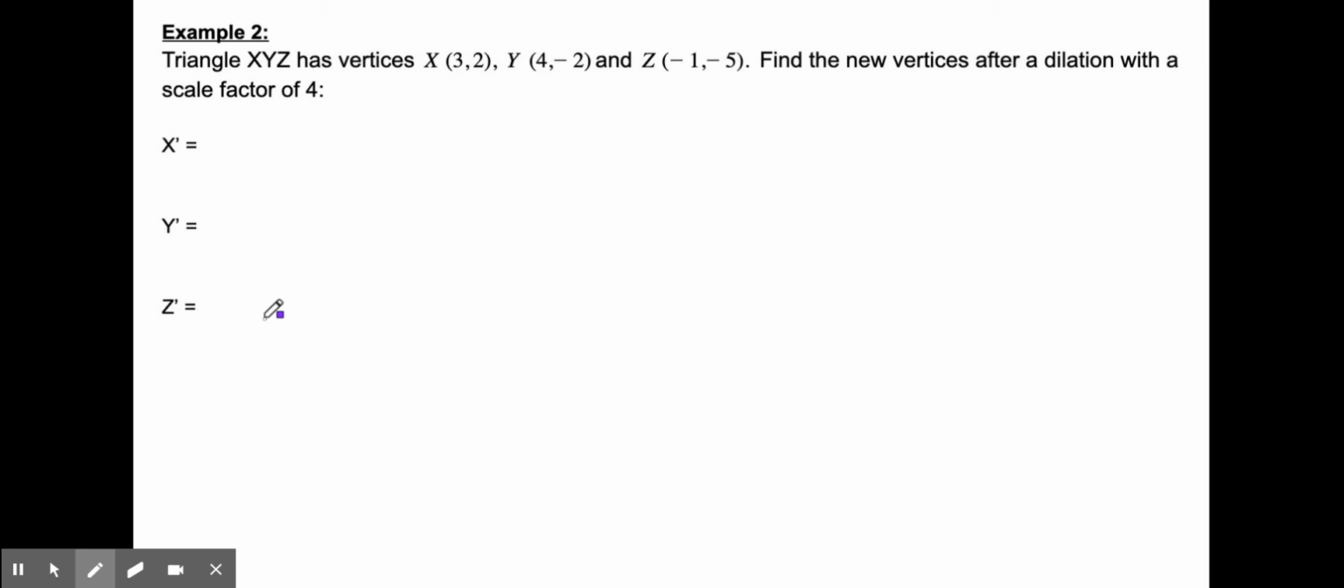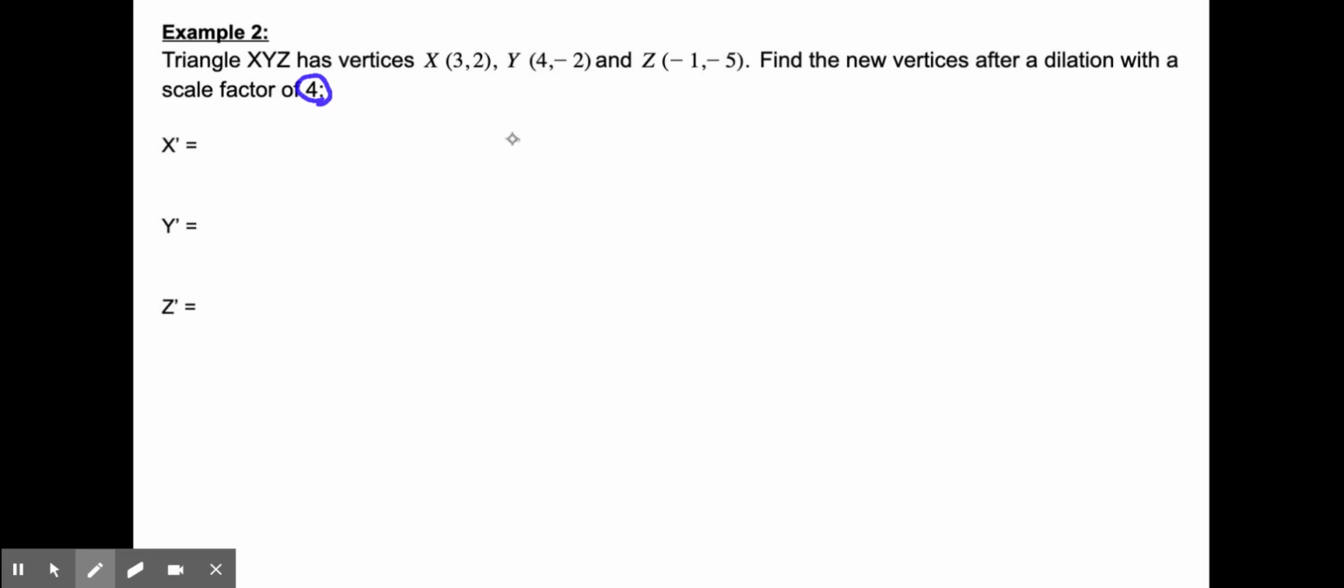Okay, so let's review how to do a dilation. This says triangle XYZ has vertices X at (3, 2), Y at (4, -2), and Z at (-1, -5). Find the new vertices after a dilation with a scale factor of 4. So what's going to happen?